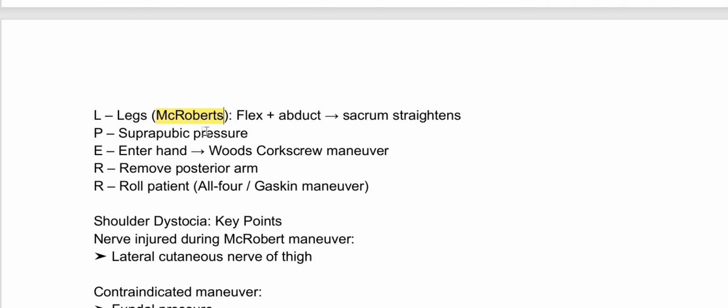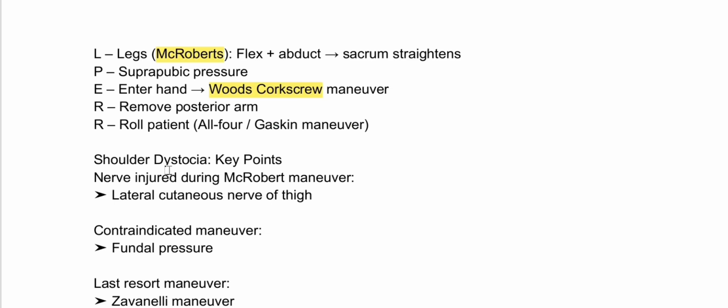Then P stands for suprapubic pressure. E: you will enter, and you will rotate the head of the baby, and it is called the Woods corkscrew maneuver. R: then you will remove the posterior arm and roll the patient, or put the patient in all four positions. That is the all-fours Gaskin maneuver.